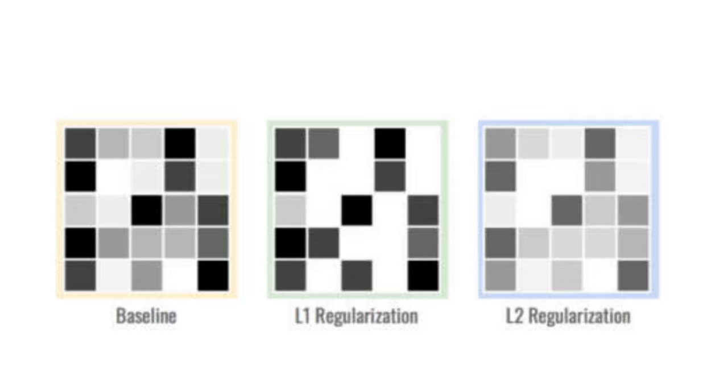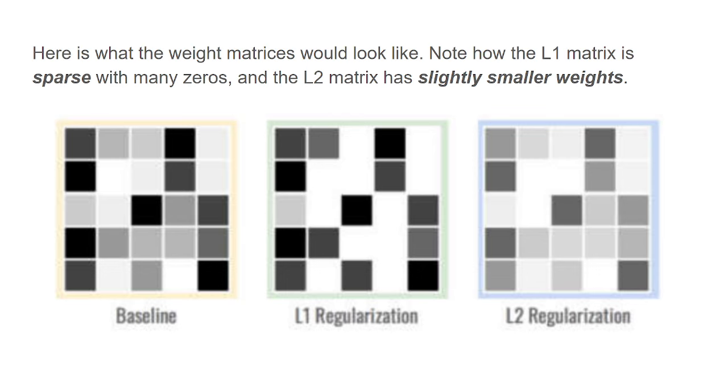In L2 regularization, I'm not pushing anything to zero that wasn't already zero, but since a lot of my values are lighter, I'm just ensuring that my weights are slightly smaller now. So here is what the weight matrices would look like. L1 is sparse with many zeros, and L2 just has slightly smaller weights. Are there any questions about this?